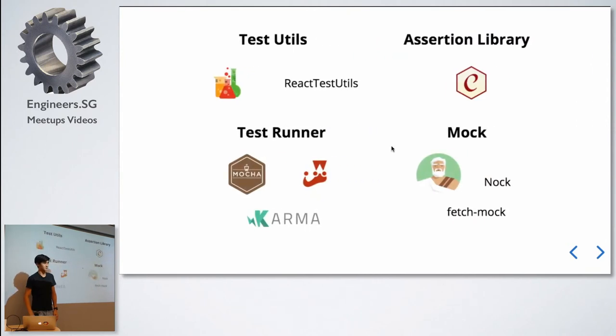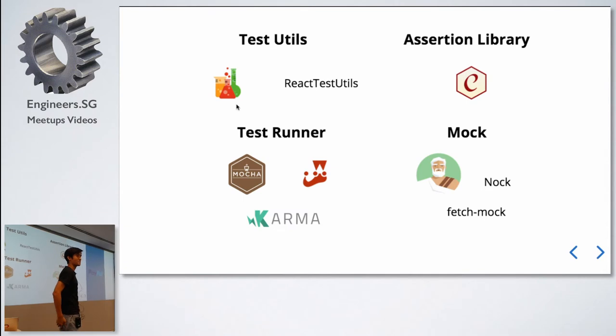So these are some of the tools typically used in React. We have Enzyme here, written by Airbnb. It's like a test util. We typically use Jest or Mocha for testing in React, and these are the test runners. After you have Jest set up as a test runner, you then use Enzyme to interact with the DOM components to find your components.